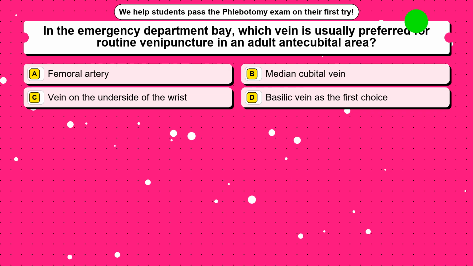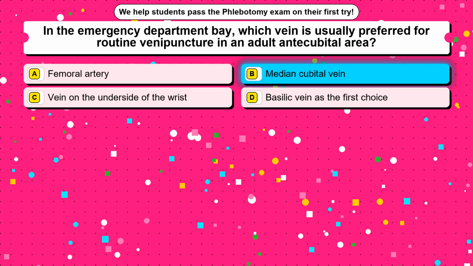Question 13. In the emergency department bay, which vein is usually preferred for routine venipuncture in an adult antecubital area? Option A. Femoral artery. Option B. Median cubital vein. Option C. Vein on the underside of the wrist. Option D. Basilic vein is the first choice.